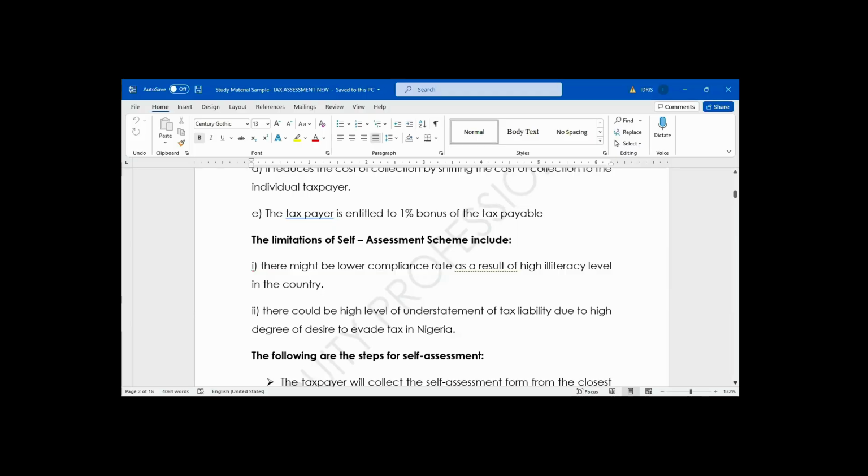Take most company income tax returns filed by a company. If a company makes a turnover of 300 million in a year, when it wants to file a return to the tax authority, they will say they made a turnover of 200 million or 150 million. They will not disclose their true, actual turnover.